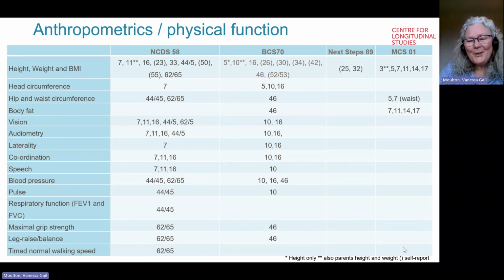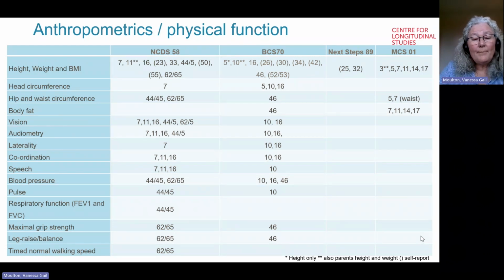So this slide outlines objective measures relating to anthropometry and other physical functions. However, I've cheated slightly by including self-reported measures of height and weight, which are in brackets. And during the nurse, or in the case of the MCS, trained interviewer visits, measures were taken, and the exact protocols used for each can be found in the relevant user guides. So measures of vision, hearing, laterality, coordination and speech have been measured in the NCDS and BCS 70 in childhood, and hearing again in their 40s, and vision again in the NCDS in their 60s.